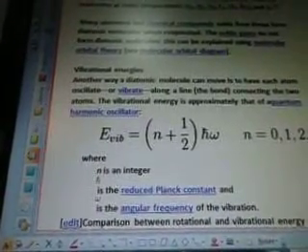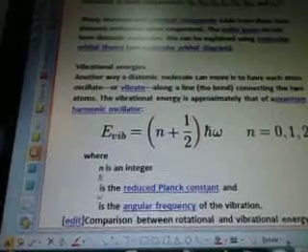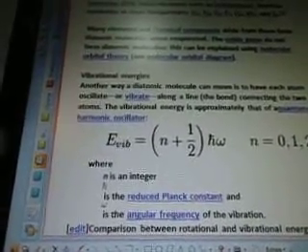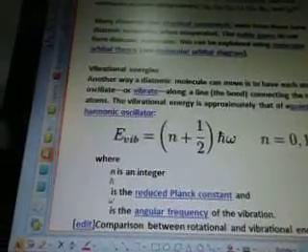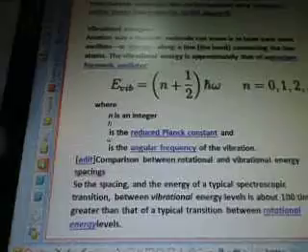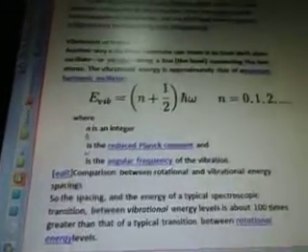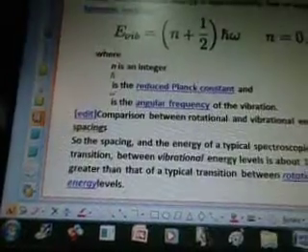Another way a diatomic molecule can move is to have each atom oscillate or vibrate along a line, the bond connecting the 2 atoms. The vibrational energy is approximately that of a quantum harmonic oscillator, E_vib equals (n plus 1/2) h-bar omega, where n is an integer, h-bar is the reduced Planck constant, and omega is the angular frequency of the vibration.